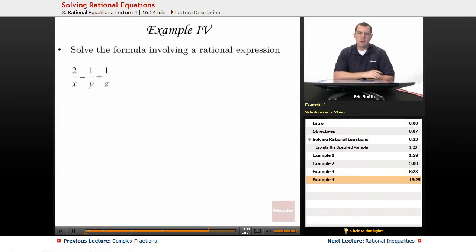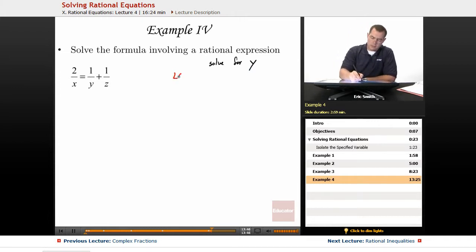Alright, let's look at that formula as I promised, to see how you could solve a formula involving some of these rational expressions. And just to make things interesting, let's go ahead and solve for y. Okay, so in order to get rid of a lot of these things in the bottom, we'll identify our lowest common denominator.